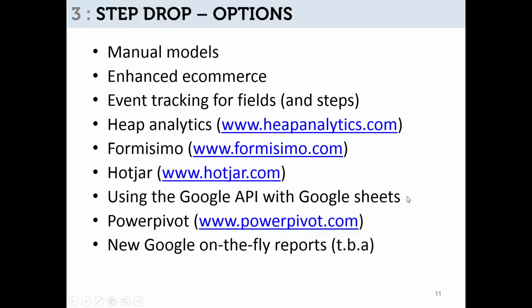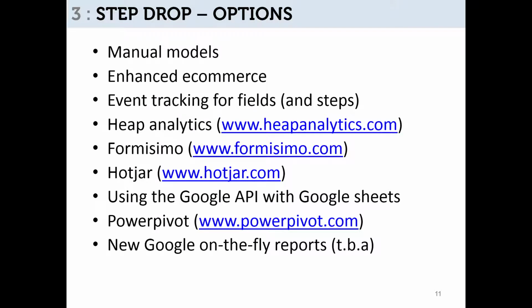So some options here for step drops. You can use manual models like I've described, enhanced e-commerce. You can create your own kind of layer of step drop, or the kind of progress rate that people take through different steps and forms through event tracking. There are some cool tools here that will also help you. Heap Analytics for doing retrospective work, Formissimo for form stuff, Hotjar, which comes with a whole heap of features including session replay, voice of customer tools, and analytics stuff.